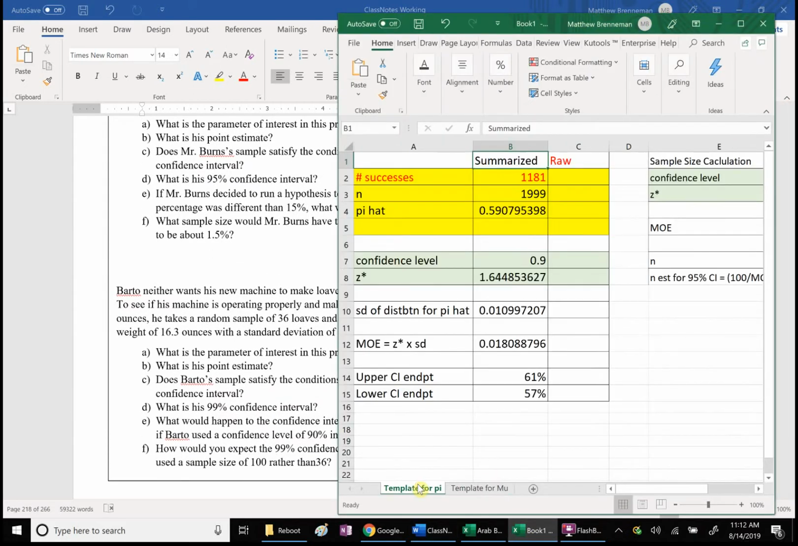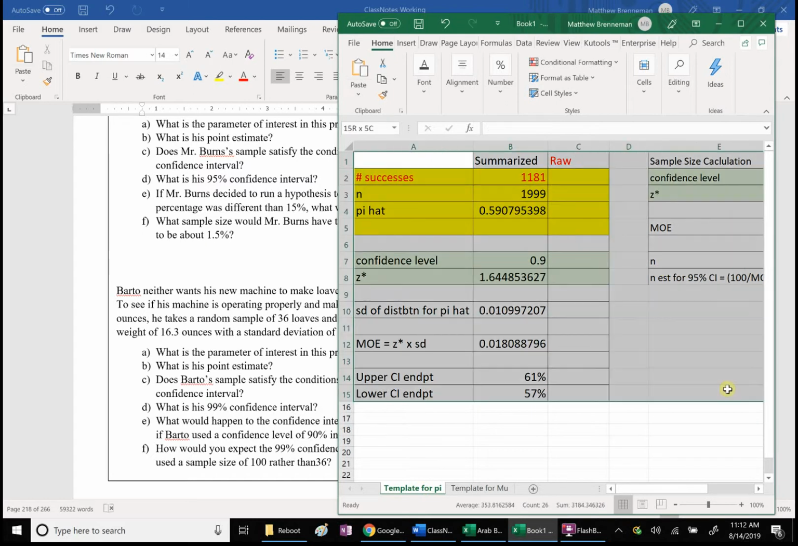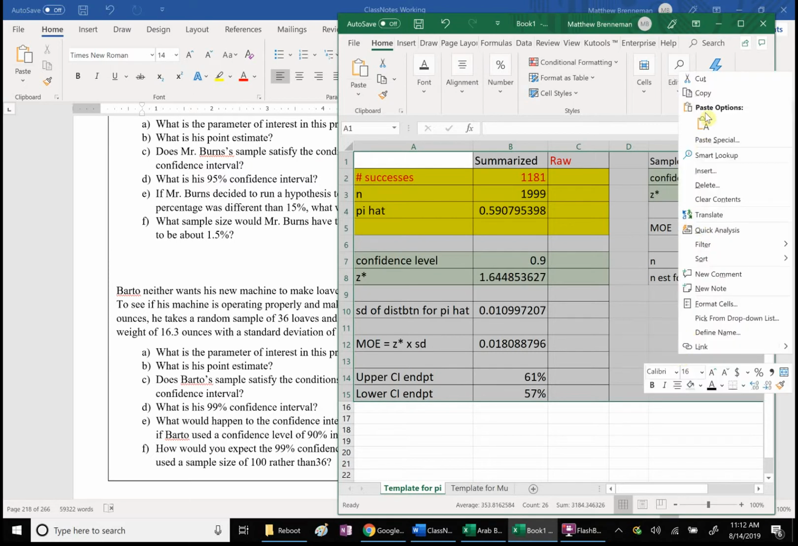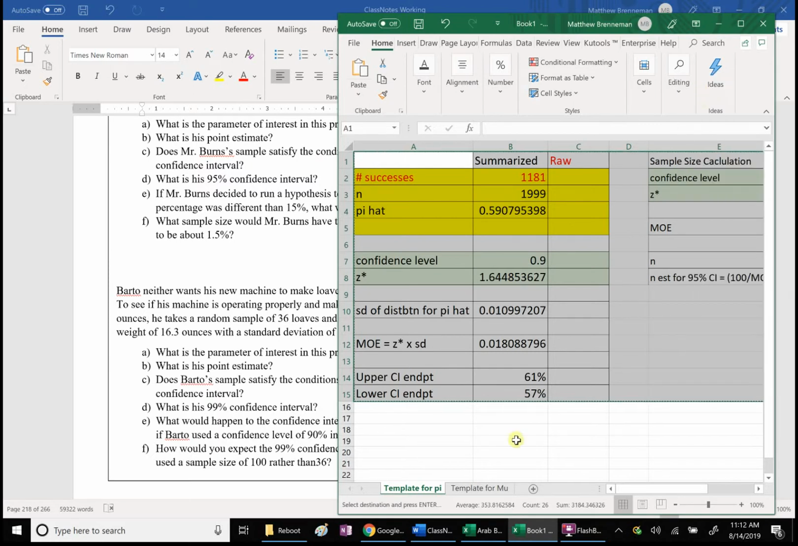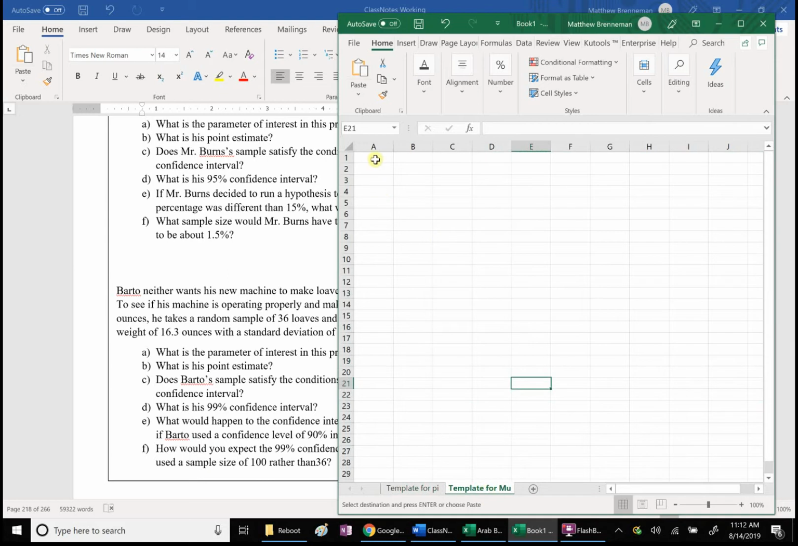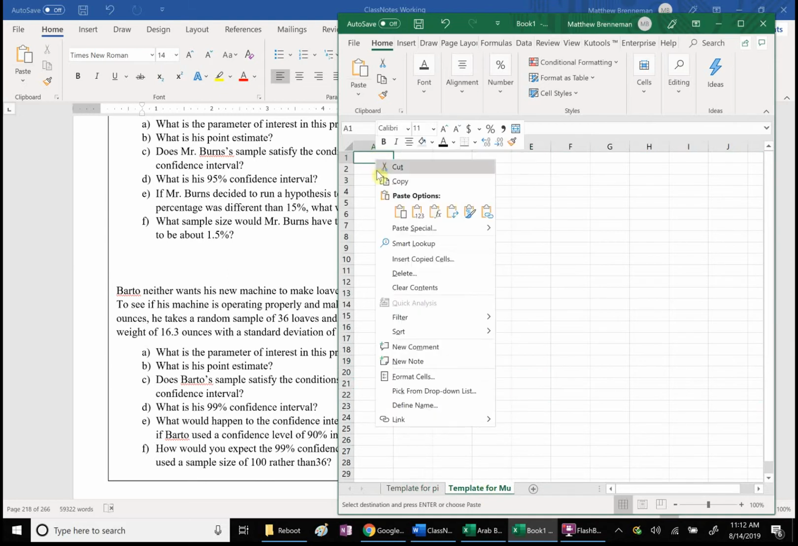Okay, so I'm going to go back. I have a template for the population proportion. I'm going to copy and paste that because a lot of the formulas are going to be similar. I'm going to copy this and create a new sheet. You can just click on the little plus sign here, and I call this template for mu because this is going to be the confidence interval for the population mean.